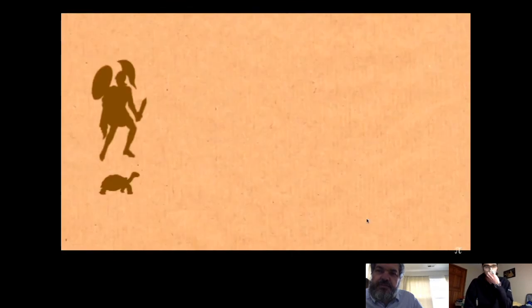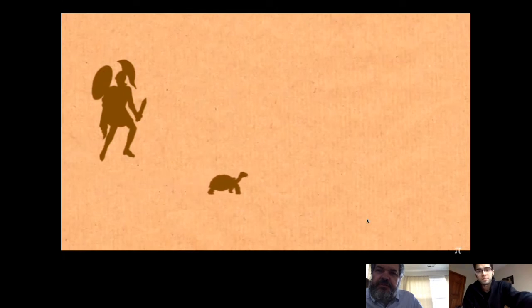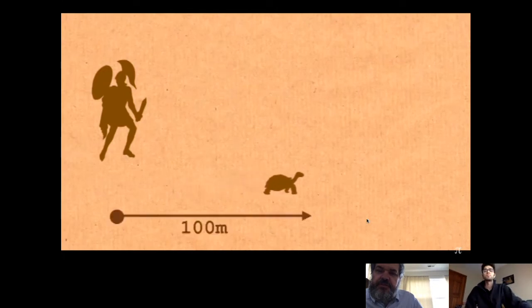So the first one is called Achilles and the Tortoise. You've got Achilles and the tortoise in a race. Now the tortoise is slower, of course, so he's given a head start. He's got a 100-meter head start, and then they start the race.